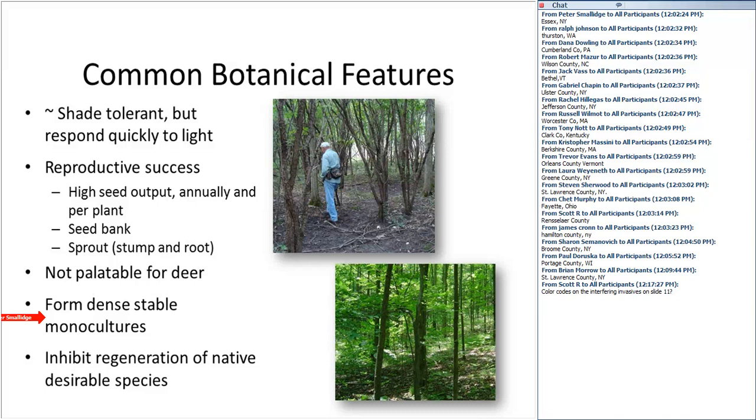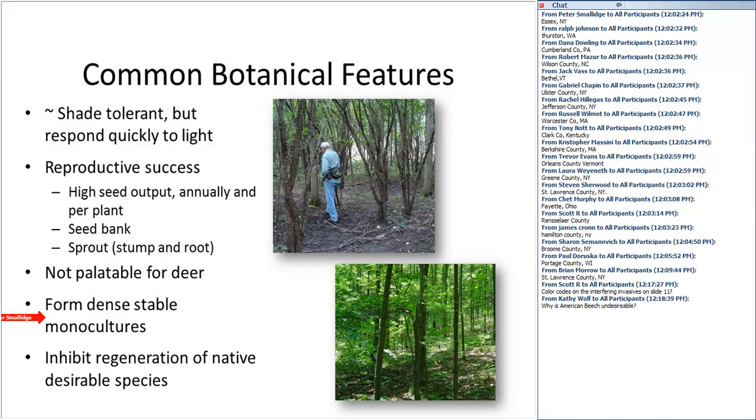So they can grow in full sunlight. They can also tolerate shade. They have higher reproductive output. They're not palatable to deer, and as a result of that, once they get established, they're good at what they do. They form these dense monocultures. And then they have the ability, through a number of mechanisms we'll look at in just a minute, to inhibit the regeneration of native desirable plants.